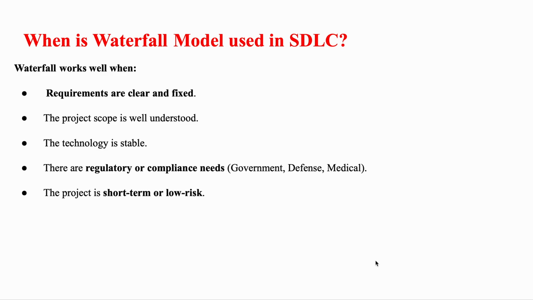So, when is the waterfall model actually a good choice for a project? Well, waterfall works best when things are pretty well defined upfront. For example, when the requirements are clear and fixed from the beginning, when the project scope is well understood, meaning there's not going to be a lot of changes. It also works well when the technology is stable and there is no need for experiment or trying new tools.